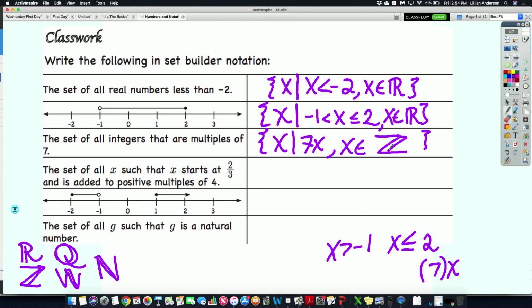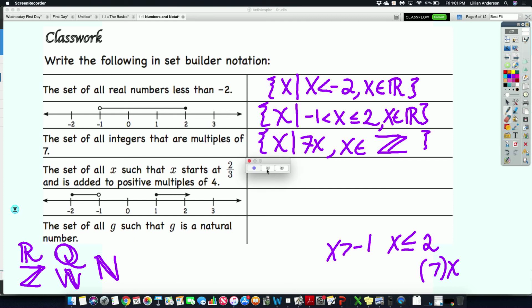Okay? So when you're writing in set builder notation, you want to have pretty much the basics, which is the curly bracket, the X, and the bar. Whatever we're talking about, whether it's the picture, whether it's the less than -2, whether it's the multiple of 7, how do we represent what types of numbers we're dealing with, and then what kind of numbers are they? Classify them. Okay? Try the next 3 on your own. You guys can work together.